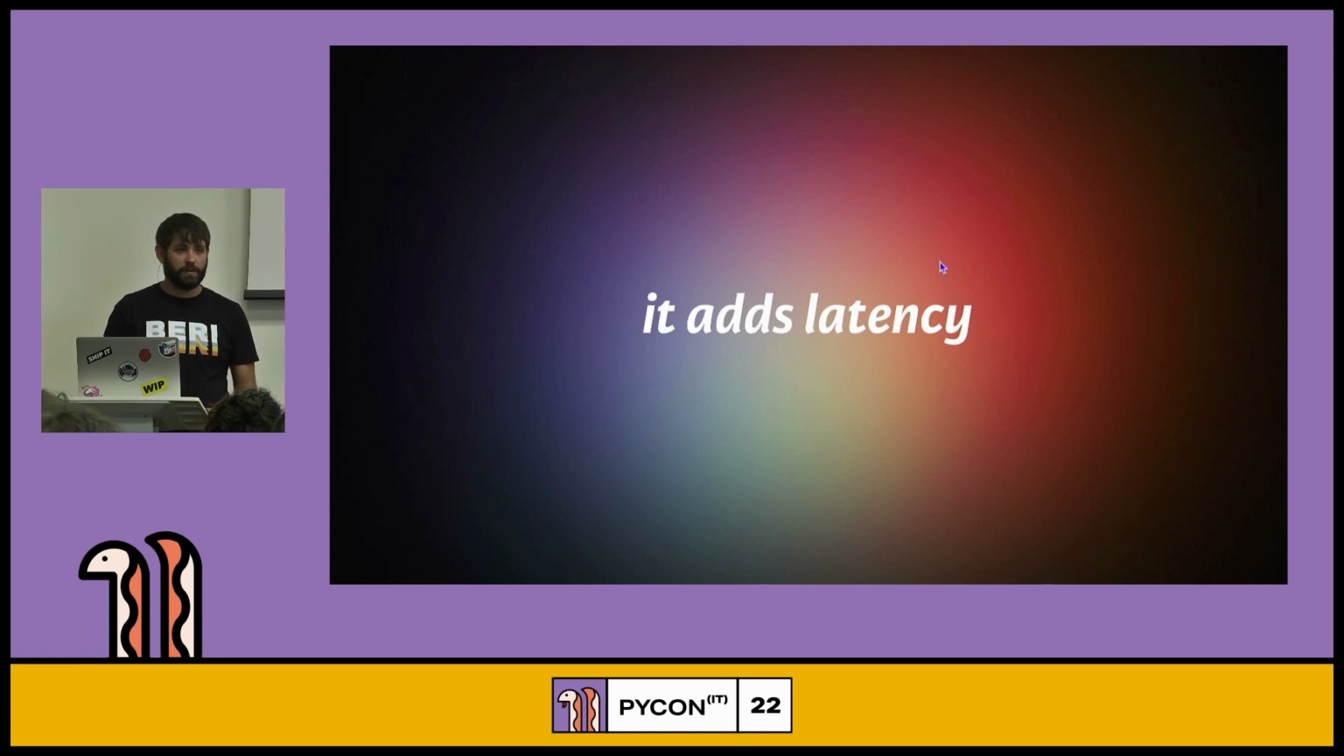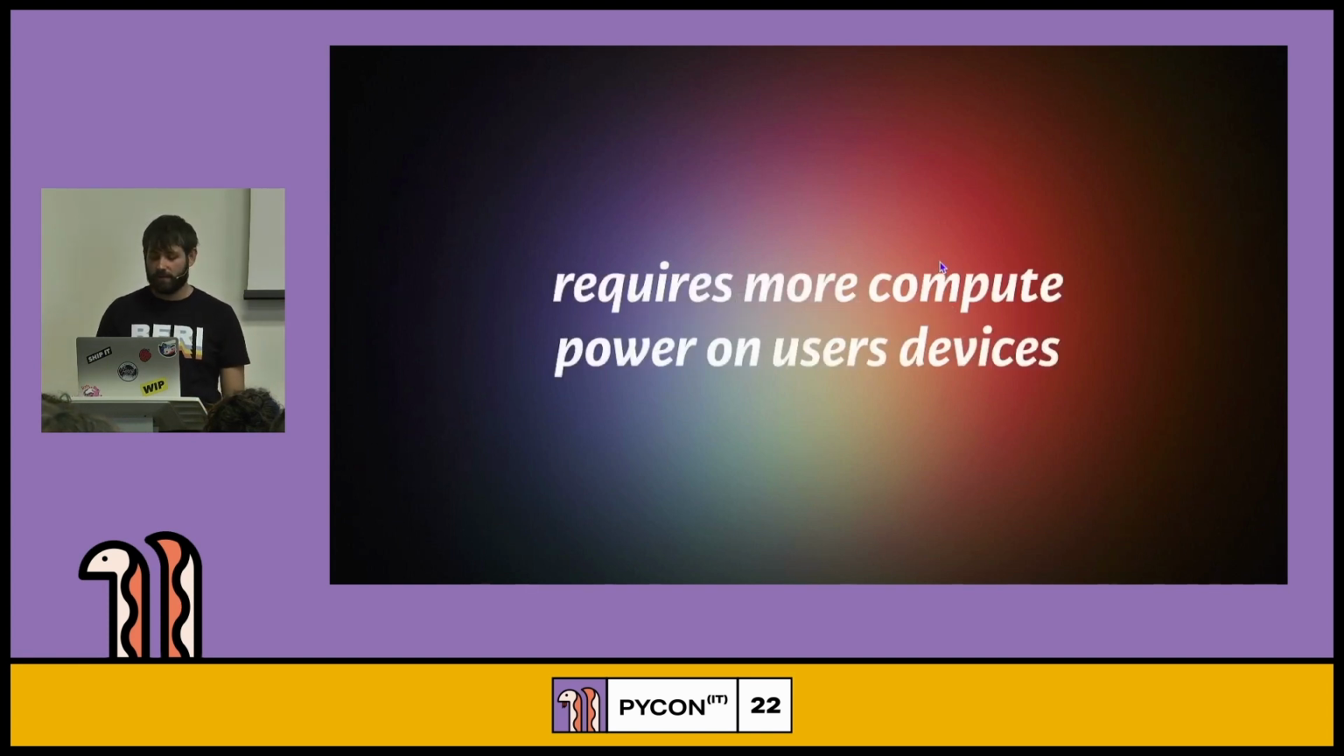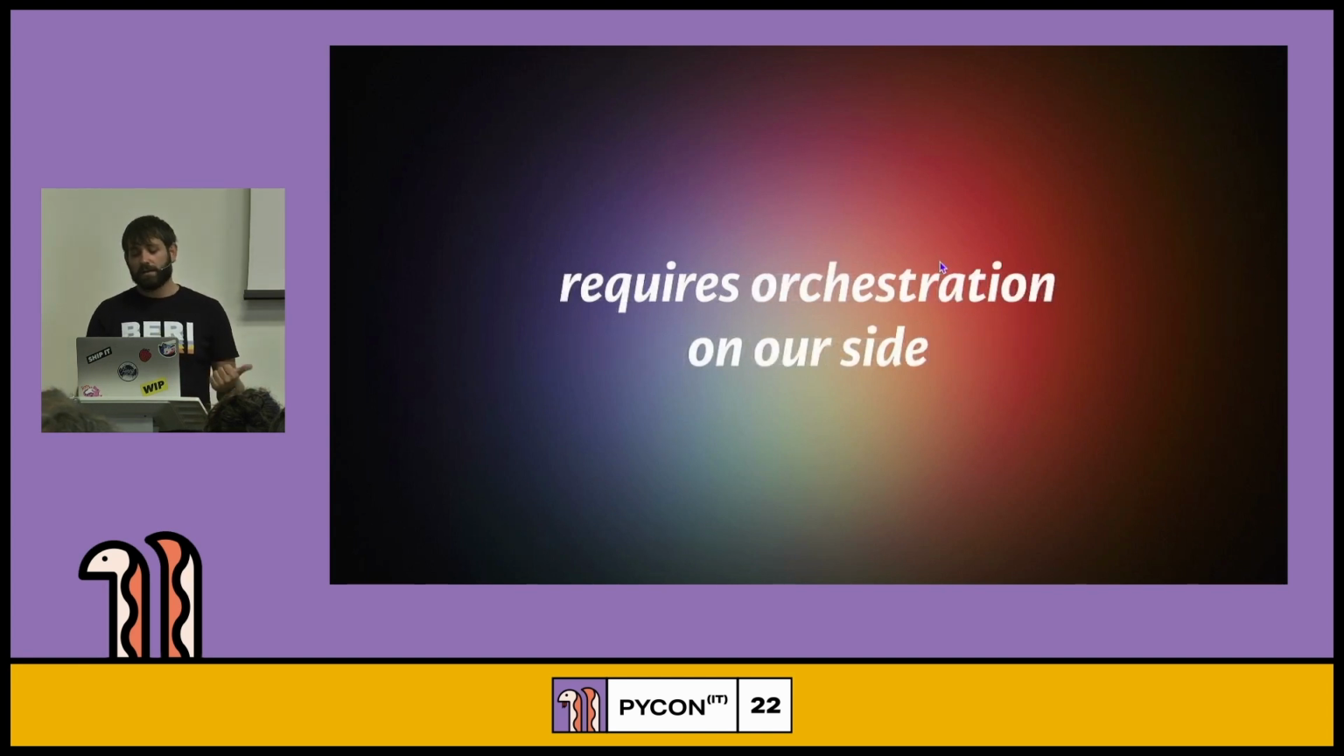I think it's still important, even if the connections are getting better. But the other thing is that it also requires more compute power on user devices. So there are more requests being done, more work being done by the CPU. And then the last thing, which I think is also important for us developers, is that it requires quite a bit of orchestration on our side. So we have 2 requests in the screen.